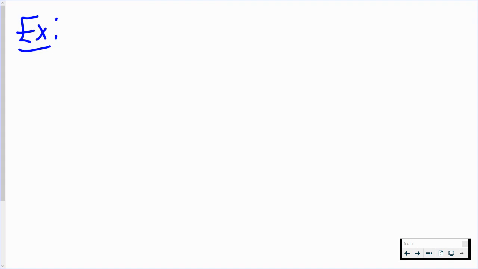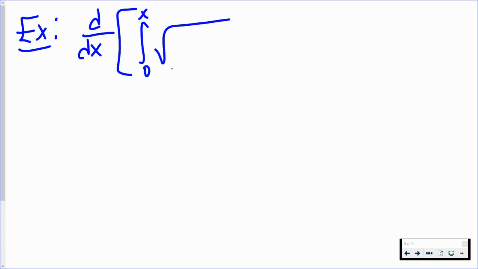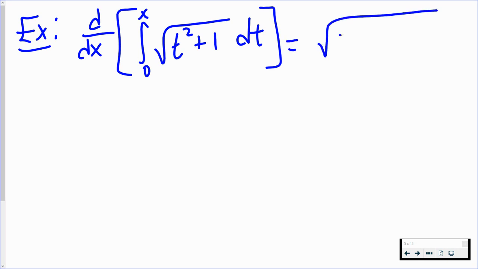Let's start with an easy one. Let's say we want to find the derivative of the integral from 0 to x of square root of t squared plus 1 dt. All right. If we're finding the derivative of the integral, notice the integral is only to x, right? So that's that first case. All we have to do is plug in x into the original function. Done.